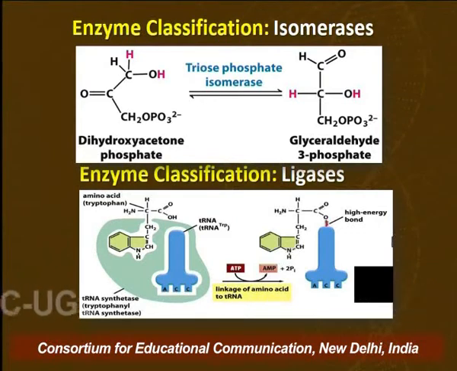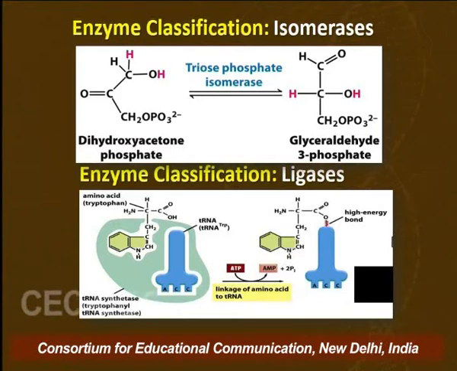The next one is called the ligases. As the name suggests, a ligation reaction occurs here. To the tRNA, there is an addition of the amino acid. This is an example from the protein translation process. We can see a high energy bond formed between the tRNA and the incoming amino acid, and the linkage of the amino acid to the tRNA occurs with the help of the ligase enzyme.